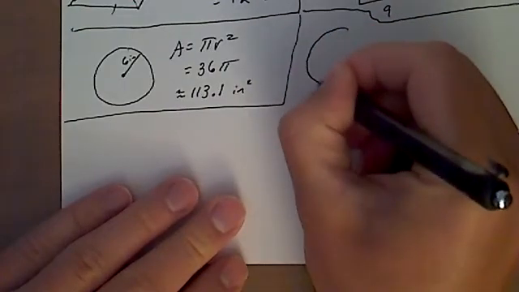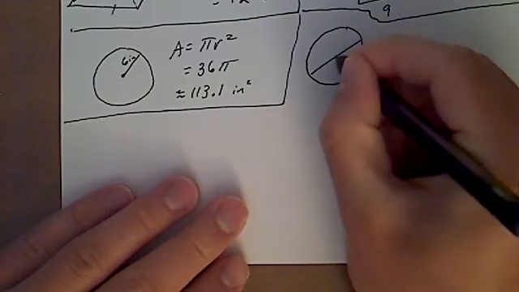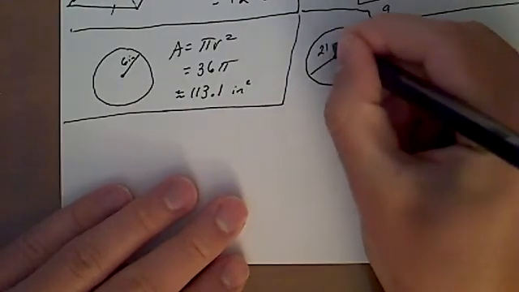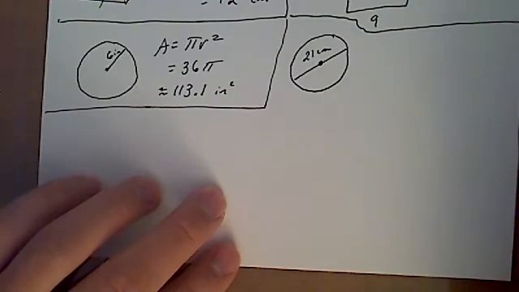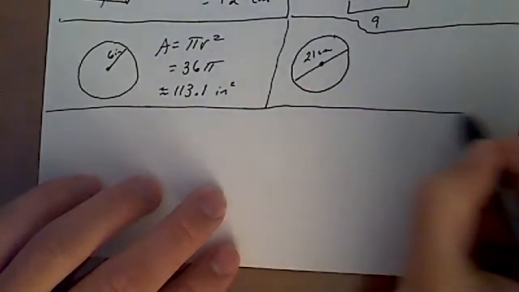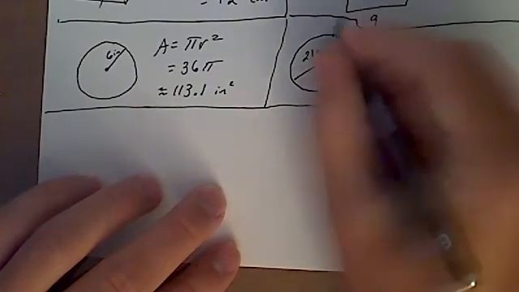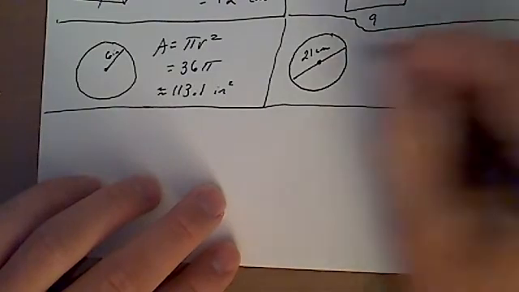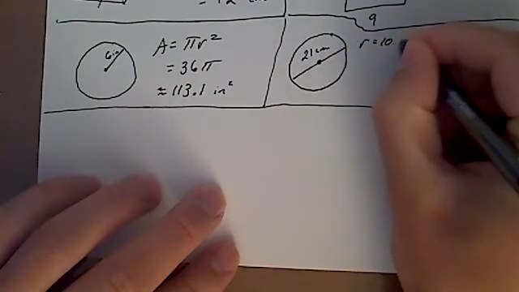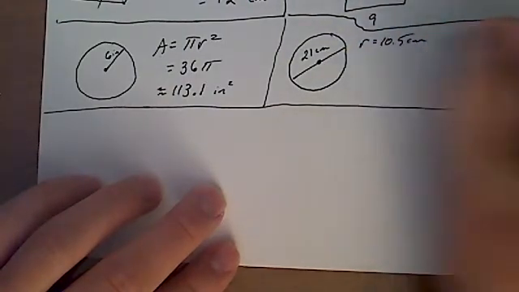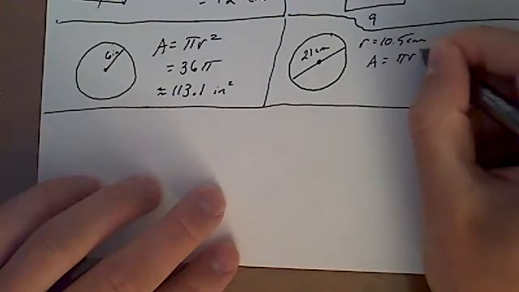All right, what if we had another circle? But this time it gave us a diameter, and the diameter is 21 centimeters. We don't find the area based on the diameter, right? We only do it off the radius. So the first thing you have to do here is decide what the radius is. Well, the radius is half the diameter. So the radius here would be 10.5 centimeters. So the area of this is pi r squared.